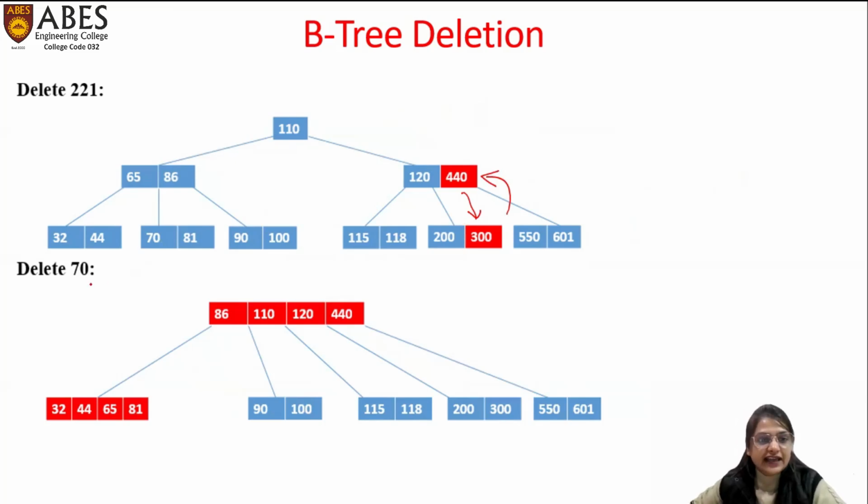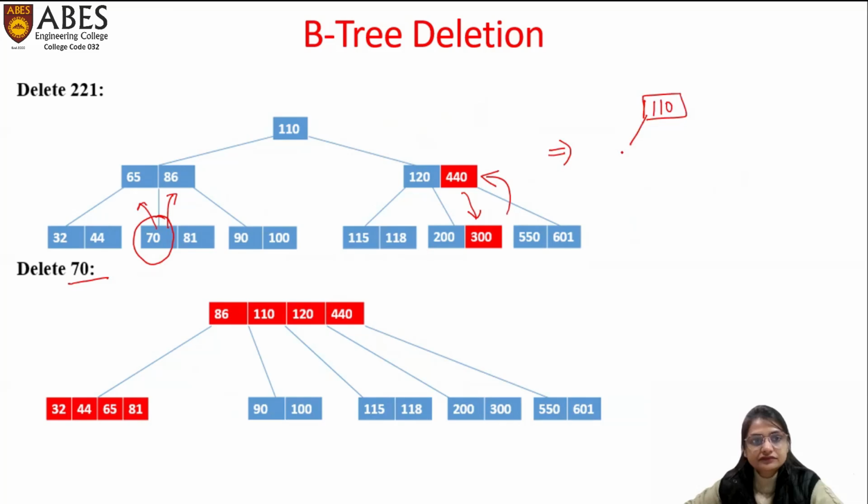Okay. Then we have to delete 70. We have to delete 70 here. But I can notice that 70 has to look forward to see from whom it can borrow any value. It cannot borrow from here. It cannot borrow from here. But we have to mandatorily delete 70. Okay. After deleting 70, the structure will look like this.